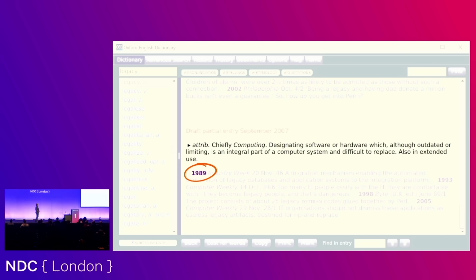So 1989. For some of you, this is before you were born, and you're thinking, well, that's obviously an ancient concept and timeless because it existed before I existed, so therefore it is old. For those of us who were around in 1989, we might be surprised at how young this vocabulary was. What did people call it before then? Did they just express frustration without words? And we have a definition, which is, it's not bad. It's kind of adequate. Designating software or hardware which, although outdated or limiting, is an integral part of a computer system and difficult to replace. So actually, that's not a bad definition.